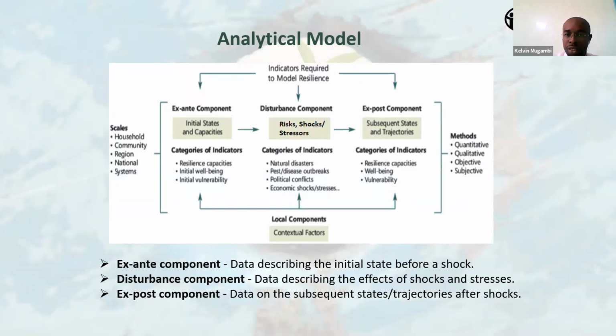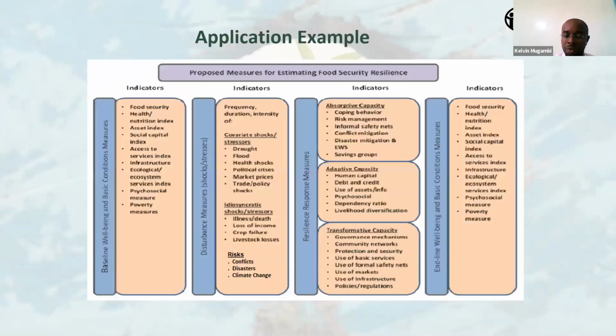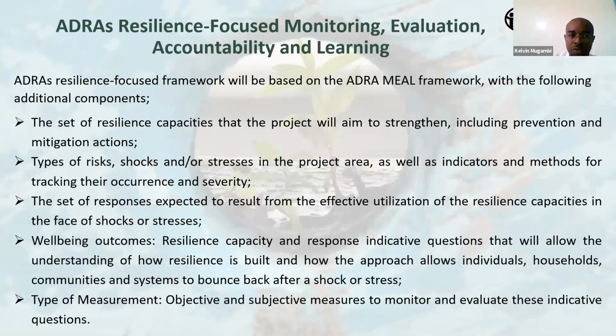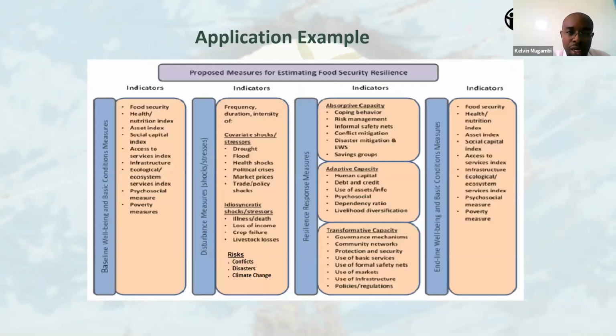Moving to the next slide will be the application example of the analytical model, which has been put into perspective from the additional component that we ought to add to the MIL framework on resilience programming. So we have here an example of proposed measures for estimating food security resilience. As I had mentioned, first, we have the baseline, where we are going to look at the well-being and the basic condition measures.